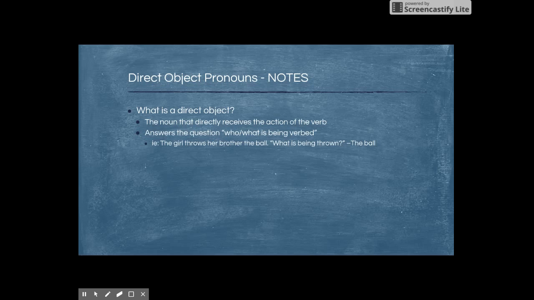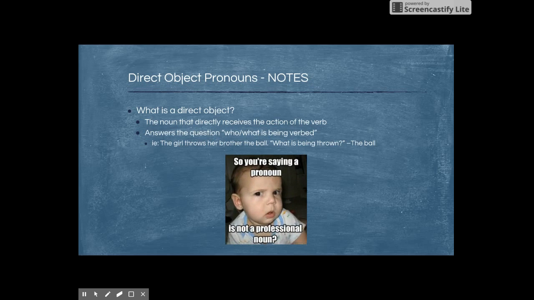So in English, sometimes we can kind of flip-flop where we put the direct object, because we could also say the girl throws the ball to her brother, right? But in either sentence, the ball is still the direct object because that is what is being thrown. So that's how it works in English. It's a little bit different in French, but it's still going to answer the question, who or what is being verbed.